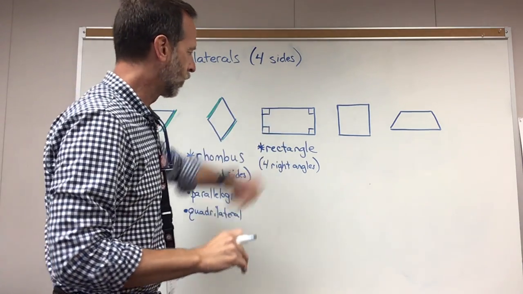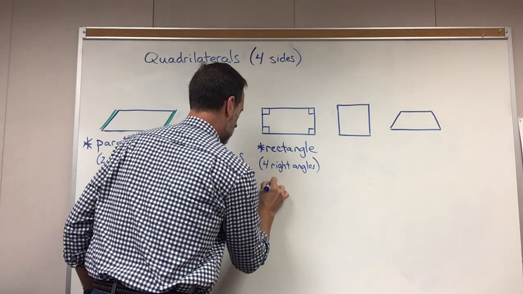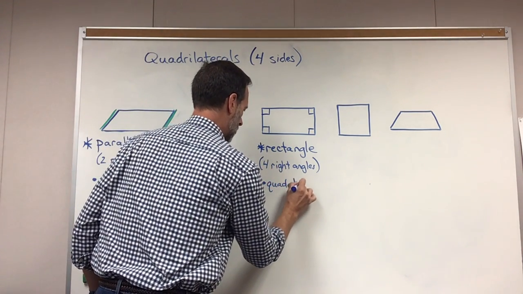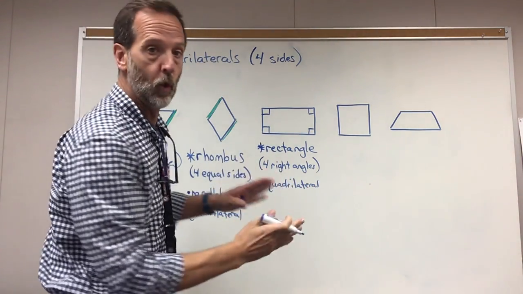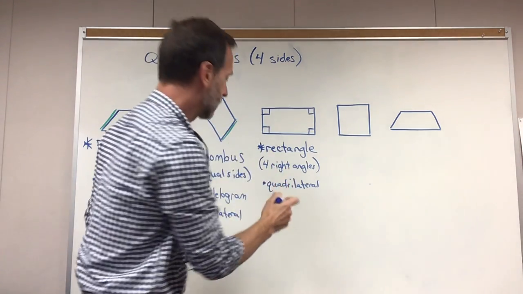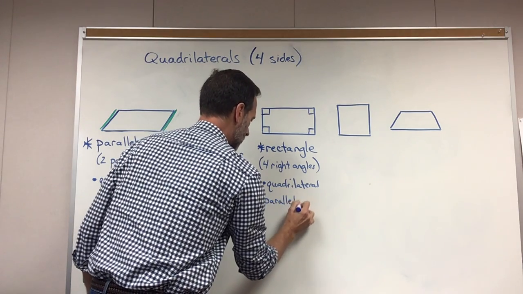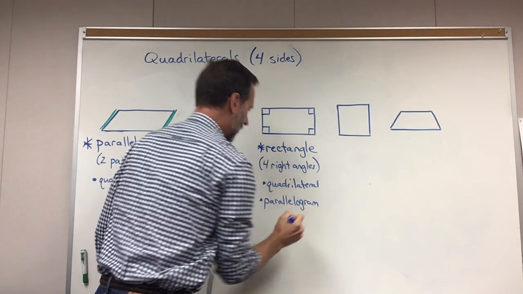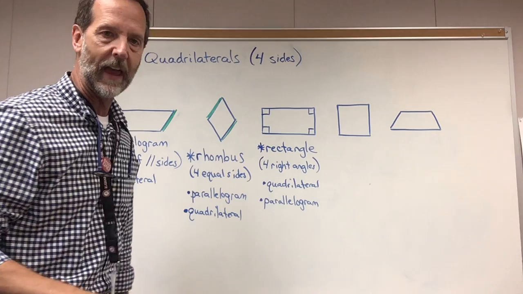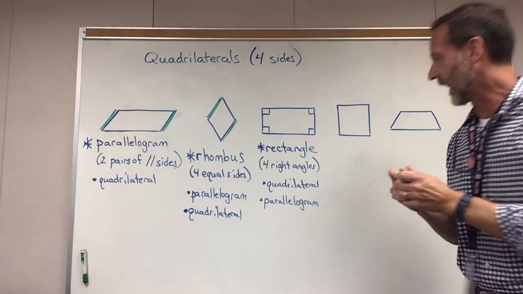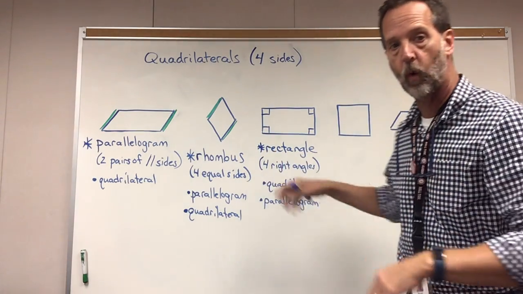What else did we say this one was? Best name is rectangle. 4 sides, that makes it a quadrilateral. It has opposite sides that are parallel, so that makes it a parallelogram. It did not have equal sides, so it is not a rhombus. So those are the 3 names for that shape. A rectangle, because it has 4 right angles. A parallelogram, because it has 2 pairs of parallel sides. And a quadrilateral, because it has 4 sides.